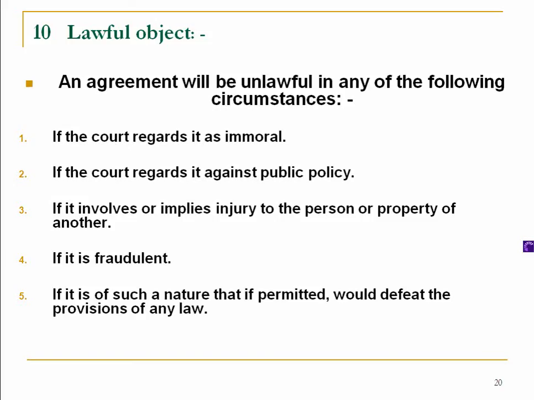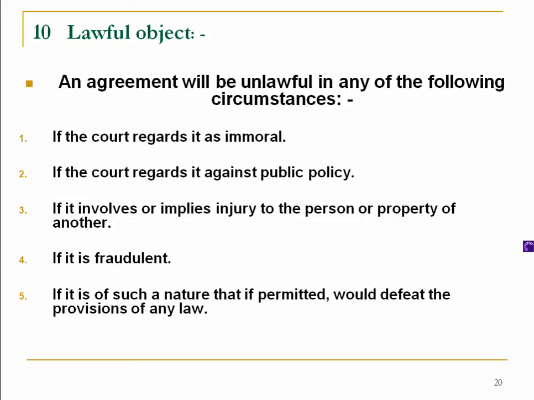So what are the points that measure what is unlawful or lawful? First, if the court regards it as immoral, if you have objectives or consideration which do not carry morality, which are purely immoral, they are known as unlawful objectives. Secondly, if you are doing something against public policy, it is known as an unlawful purpose. Third, if your purpose is to cause physical injury or financial injury to another person, it is known as an unlawful objective. Fourth, if you are making an intentional mistake, it is known as fraud. And finally, if it is of such a nature that, if permitted, it would defeat the provision of any other parallel laws.